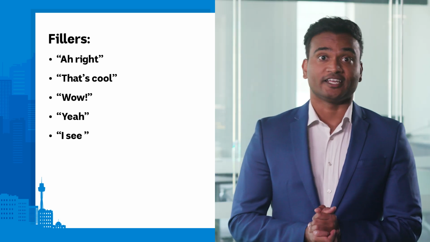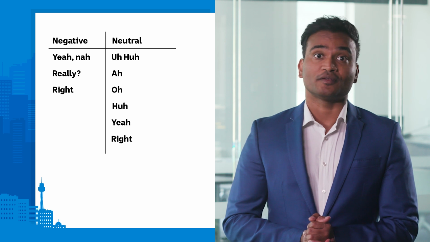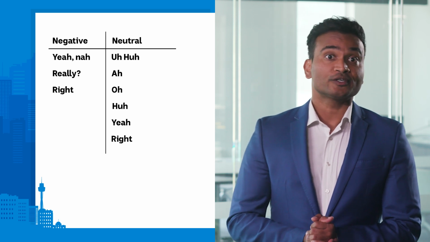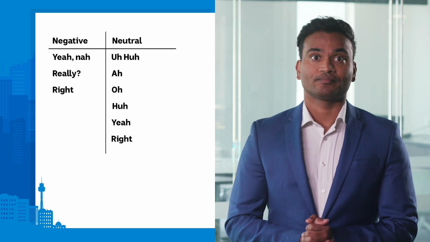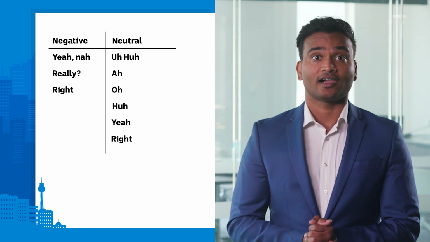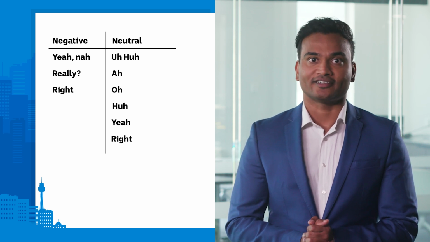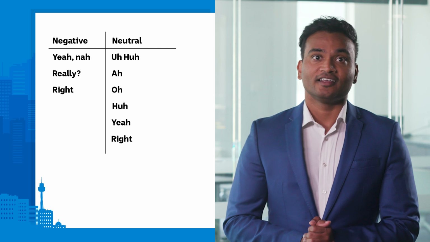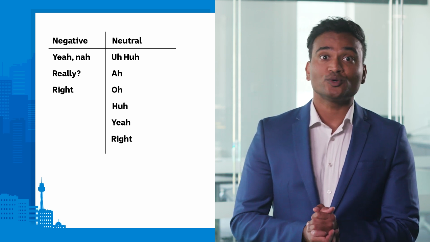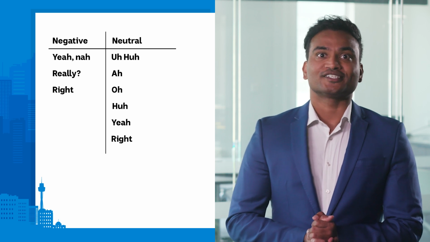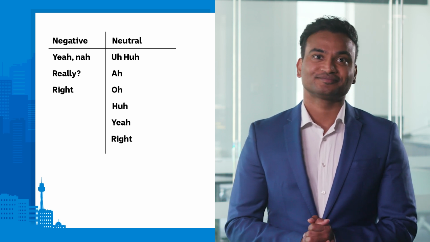There are lots of fillers in English. We've listed some of them here. We've already looked at the positive fillers. Let's go through the neutral list. They are ah, oh, yeah, and right. The negative fillers are yeah, nah, really, and right. Now it's your turn. Practice using some of the fillers you've just learnt.